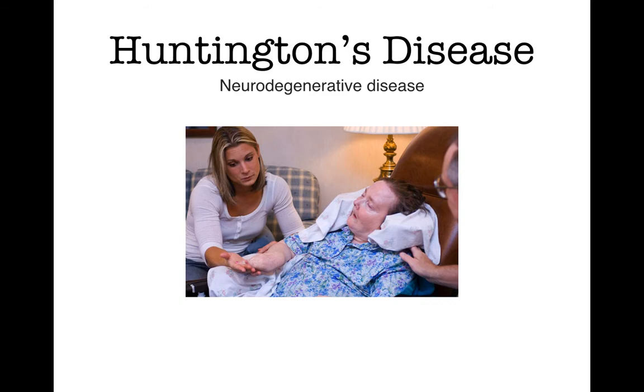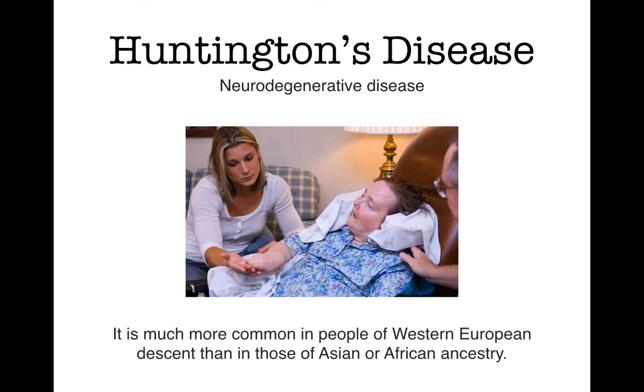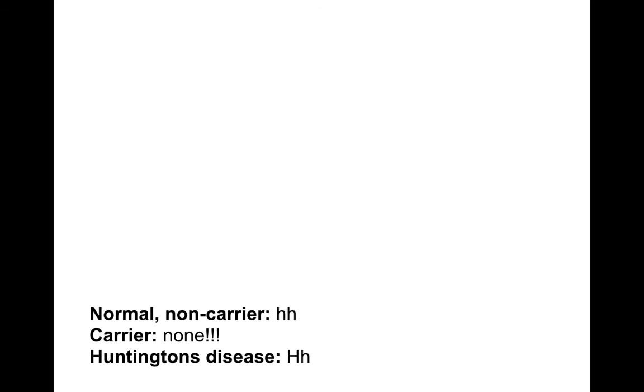Huntington's disease is one example of an autosomal dominant disease. It is much more common in people of Western European descent than those of Asian or African ancestry. A normal non-carrier would have two recessive alleles for this disease. There are no carriers of autosomal dominant diseases. Somebody with Huntington's disease would just have one dominant allele.